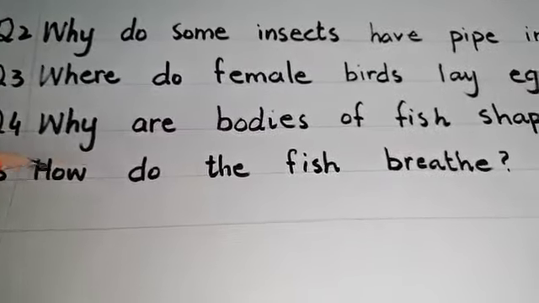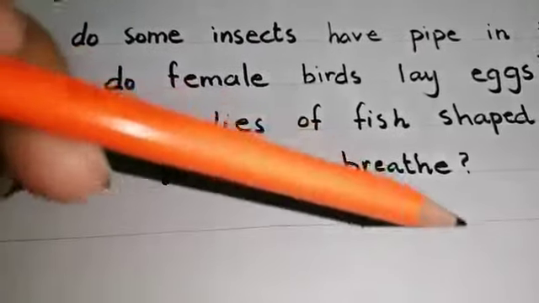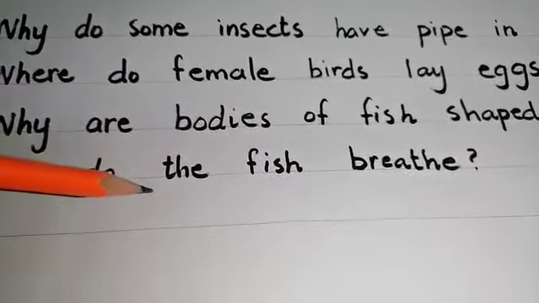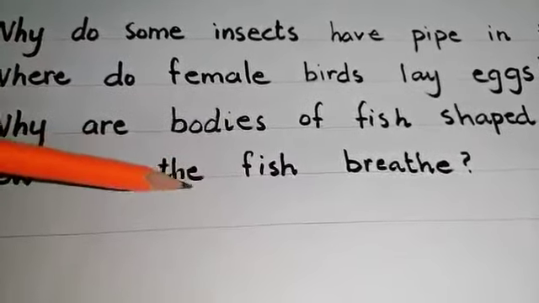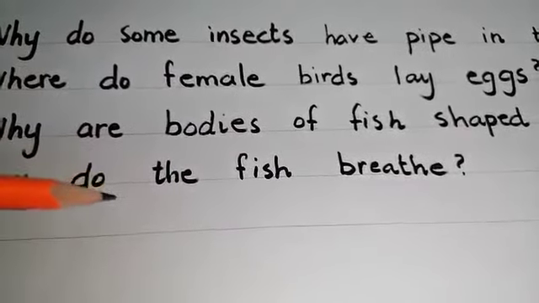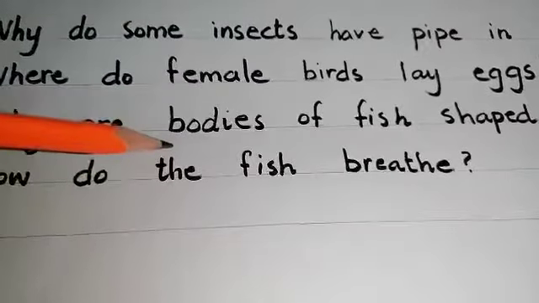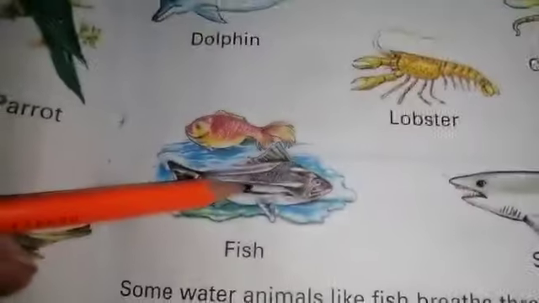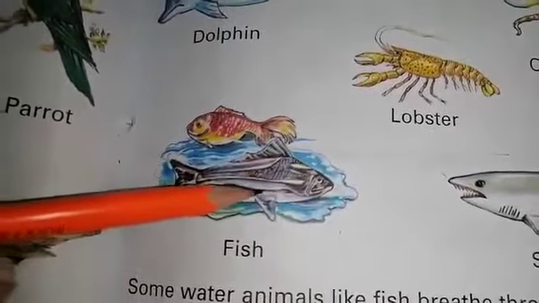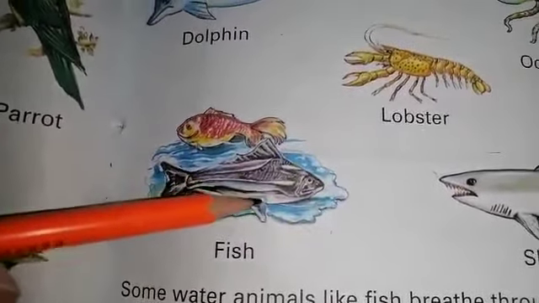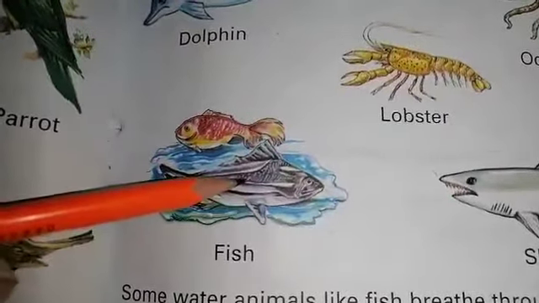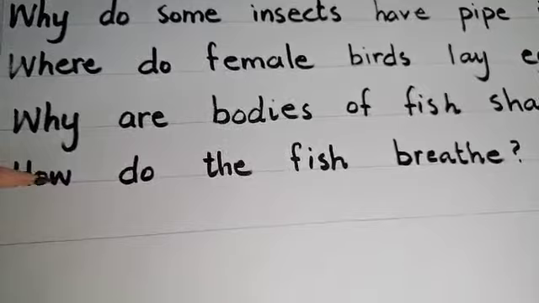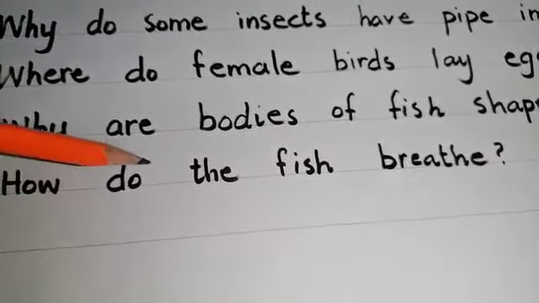Question number 5. How do the fish breathe? So it is very simple. We have already discussed about it. I have told you about this breathing system in fish. Now you people tell me how the fish breathe inside the water. Yes, exactly. The fish have gills on their body, and that helps them to breathe inside the water. So in the answer we can write it as, fish breathe through gills inside the water.